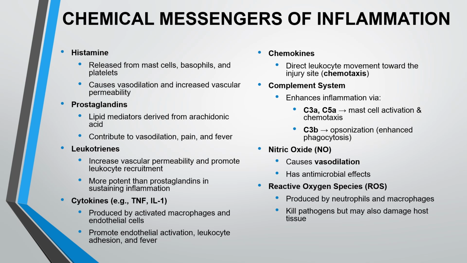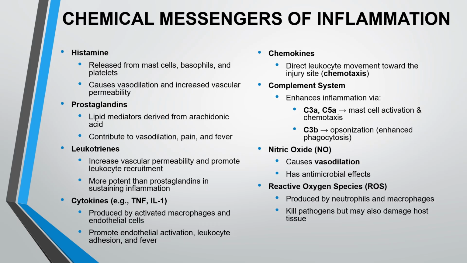Prostaglandins, made from arachidonic acid, cause vasodilation, pain, and fever. This is why NSAIDs work. They block prostaglandin synthesis. Leukotrienes, also arachidonic acid derivatives, are even more potent than prostaglandins. They promote vascular permeability and leukocyte recruitment. Leukotrienes are like prostaglandins with extra attitude.